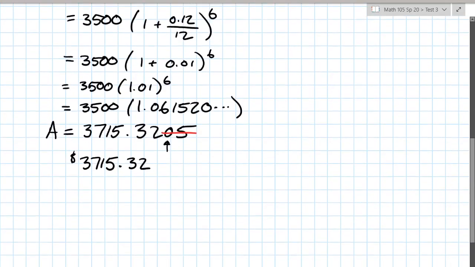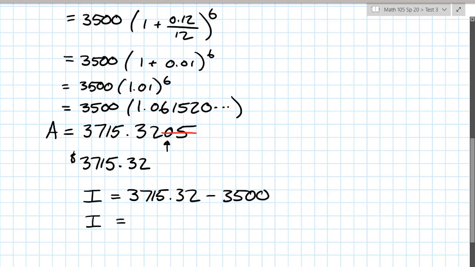But the question was how much interest accumulates on our loan account. Since our interest is how much our account balance is minus how much our initial item cost, we see that the interest is $215.32.